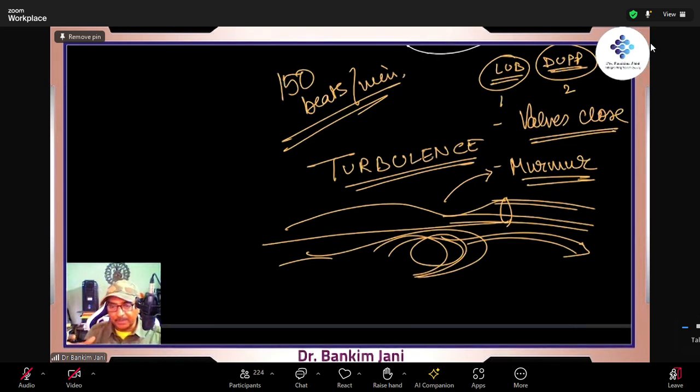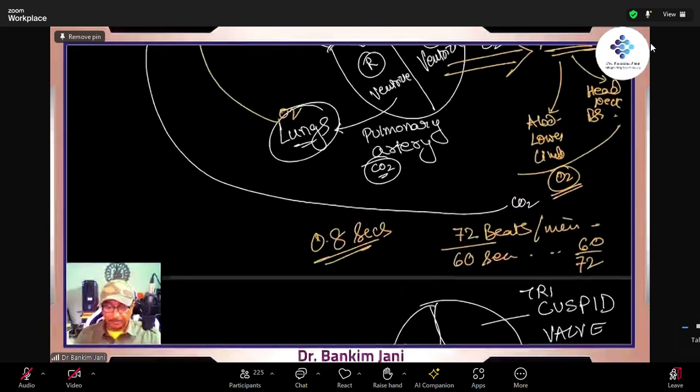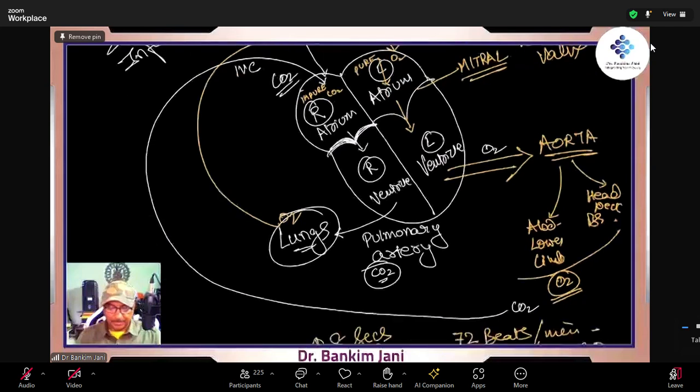Now this murmur can occur in many places. Let's come back to this. What if this mitral valve is narrow, right? The narrowing of a valve is called stenosis. So when the blood tries to go over here, this is where it gets turbulence, right? So this is when the atria contracts and the blood is coming to the ventricle.